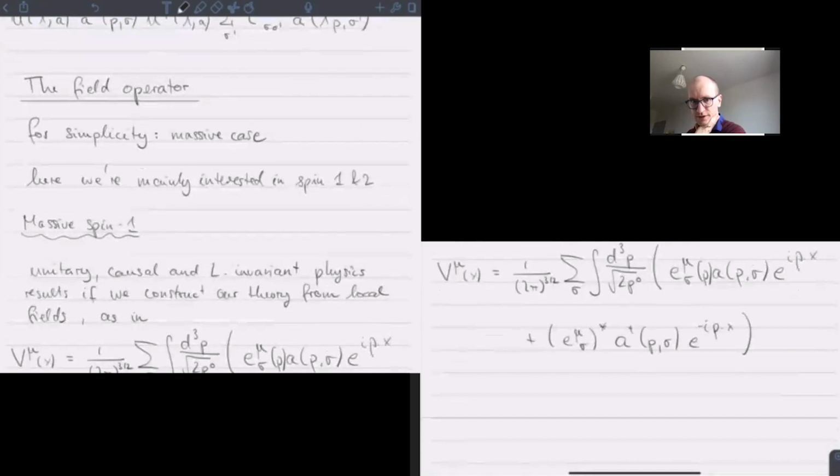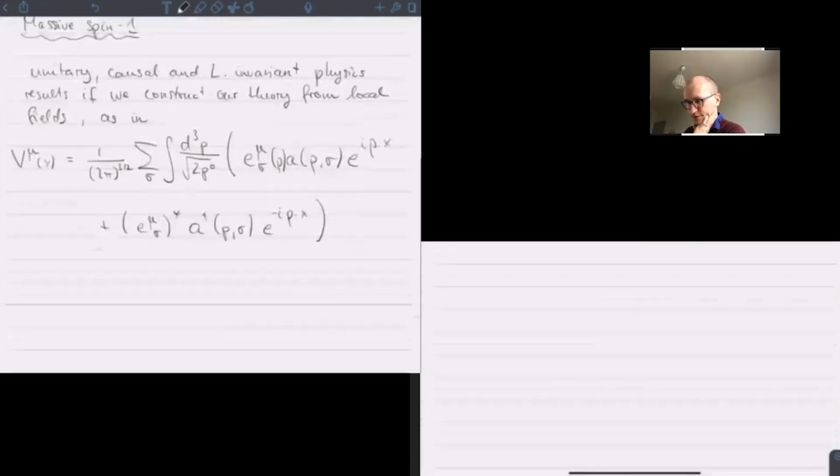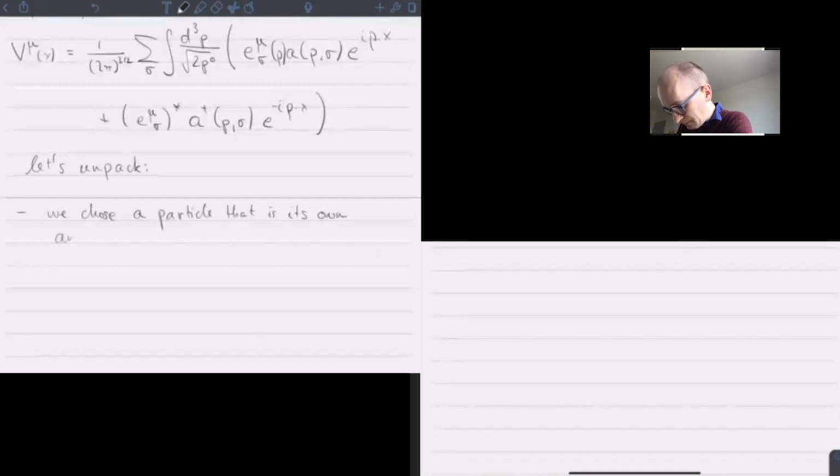So let me unpack a little bit the ingredients here. First of all, just for simplicity, we chose a particle that is its own antiparticle. I mean, of course, more complicated representations are also possible, but let us, for simplicity, do it like this.